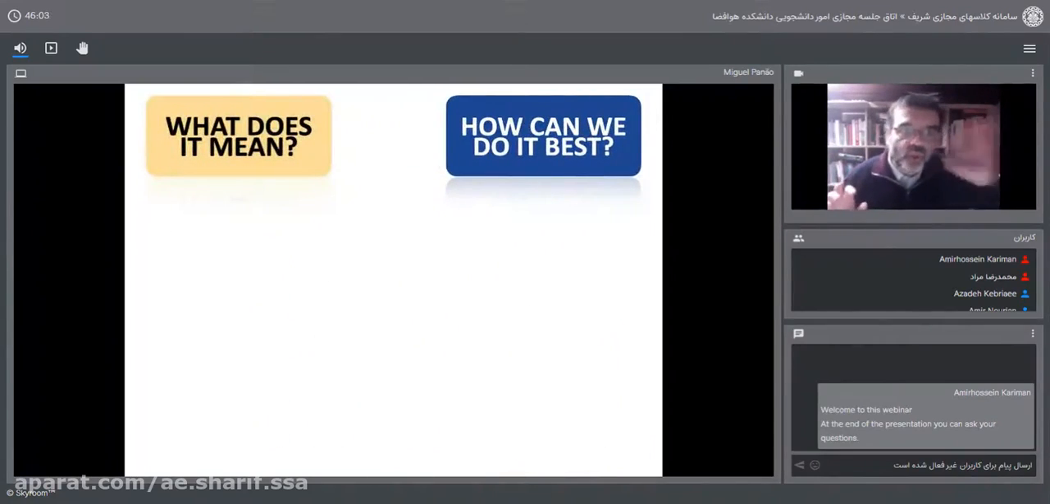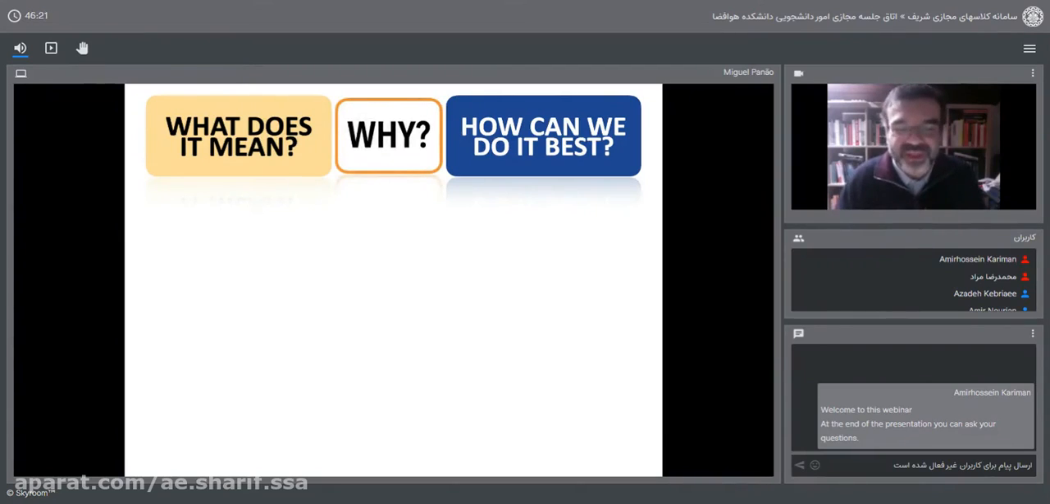So we have these questions. What does it mean? It means organizing our data. How can we do it best? By understanding the reasoning why we organize it. But there is one, from my point of view, very, very, and probably the most important question, which is why should we do it? And let me give you two examples of why we should be concerned about the way we organize our data in spray characterization.